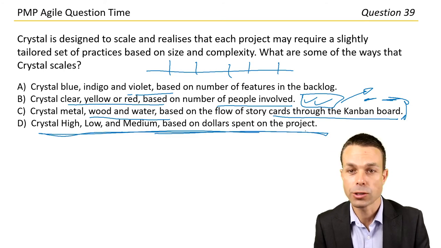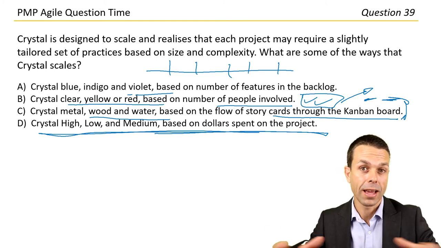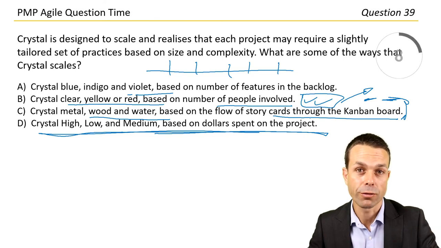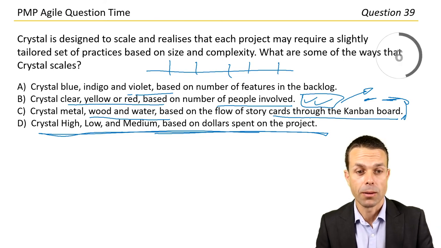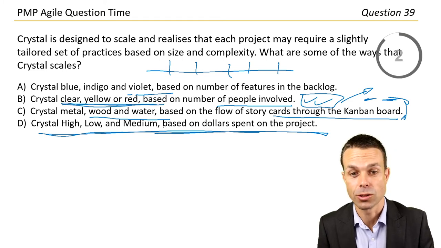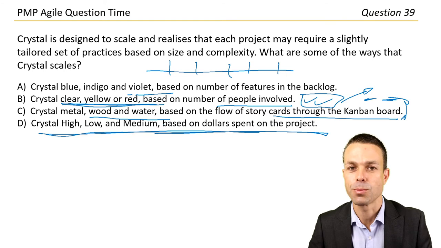And I think with Crystal, there is a dollar value that is used to determine how large a project is. So it's people, it's dollars, it's the risk of the project, things like that. But Crystal clear, yellow, or red are the ones that Crystal actually uses. And let's have a look. Let's go with answer B.